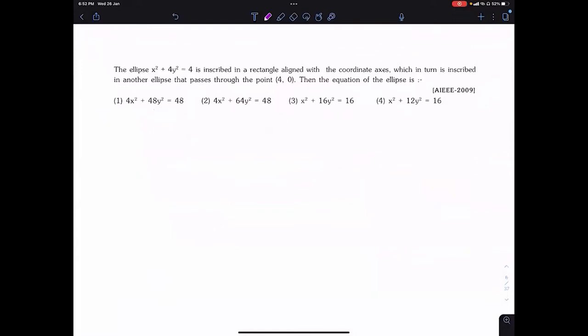See this question. The ellipse is inscribed in a rectangle aligned with the coordinate axis. Read this question carefully. There is an ellipse x square by 4, a horizontal ellipse, plus y square equals 1, which is inscribed in a rectangle.